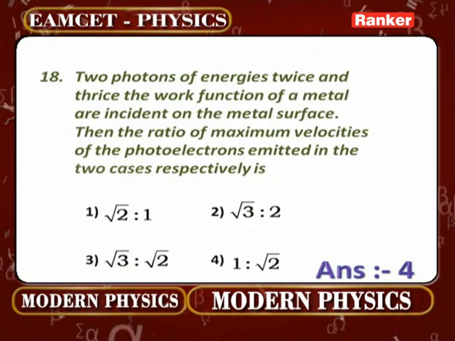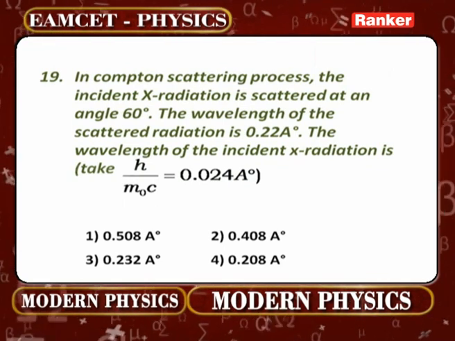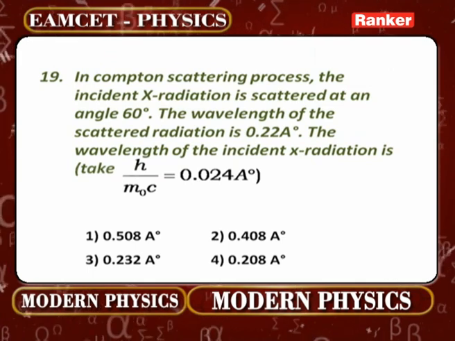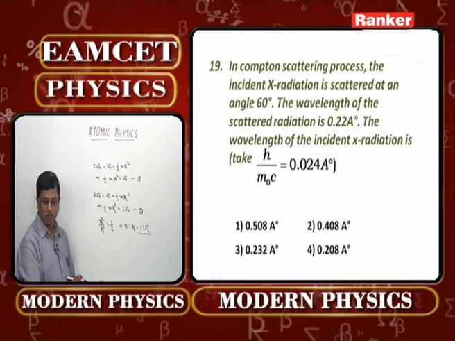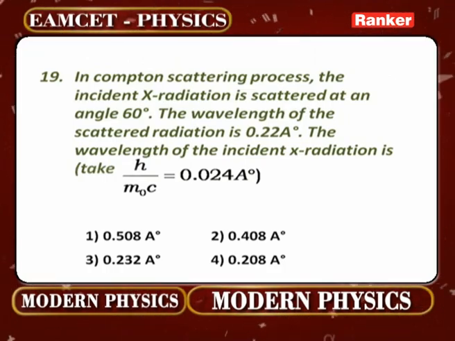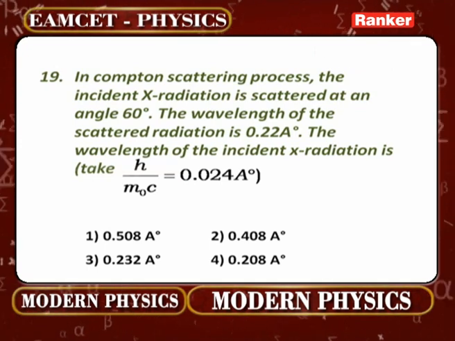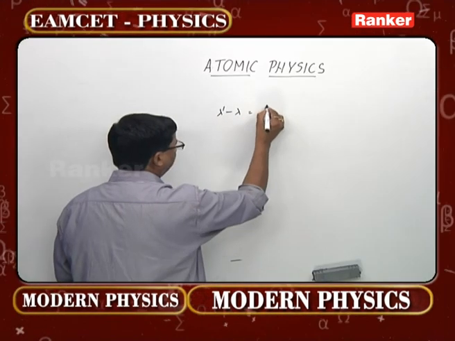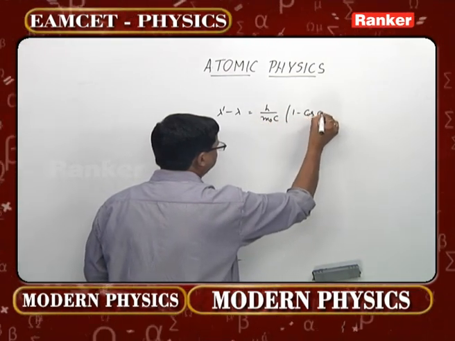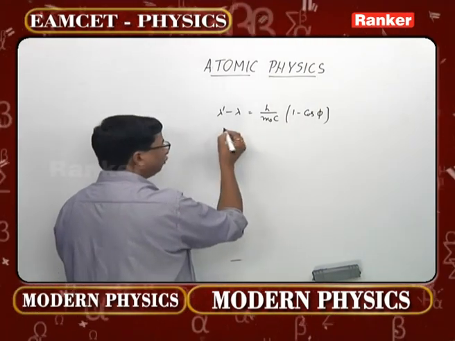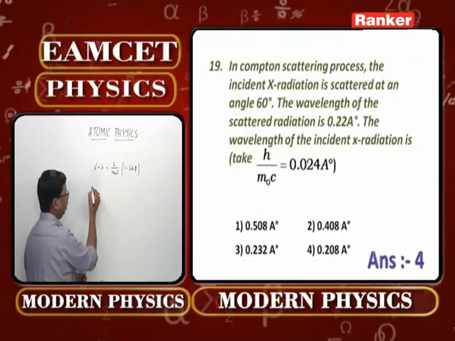Look at the next one, problem number 19. In the Compton scattering process, the incident X radiation is scattered at an angle of 60 degrees. The wavelength of the scattered radiation is 0.22 angstroms. The wavelength of incident X radiation will be how much? You know very well, lambda dash minus lambda is h by m0c into 1 minus cos phi. Now he has given you the value of lambda dash.